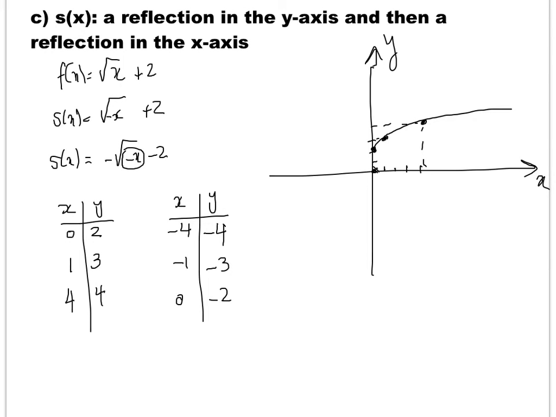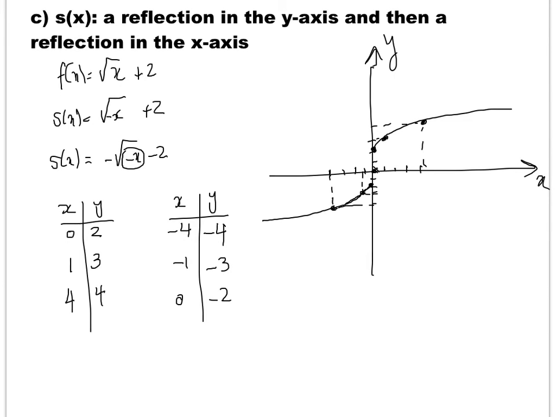For the transformed one, when x is negative 4, y is negative 4. When x is negative 1, y is negative 3, so we get this one. When x is 0, y is negative 2, which is this one. So we get a graph like this one. And this is a reflection on the x and then the y.